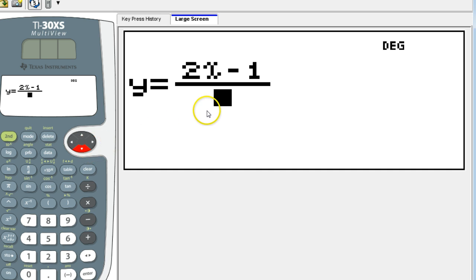By the way, my voice hurts when I can't bring myself to say TI-30X MultiView. Instead, I just say calculator. I must be hurting.